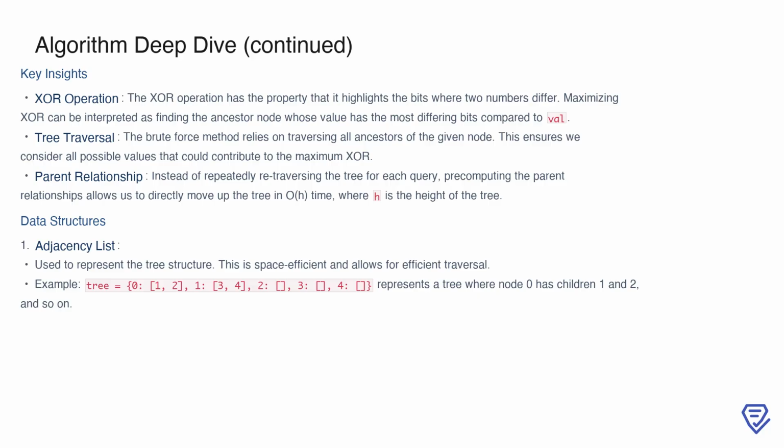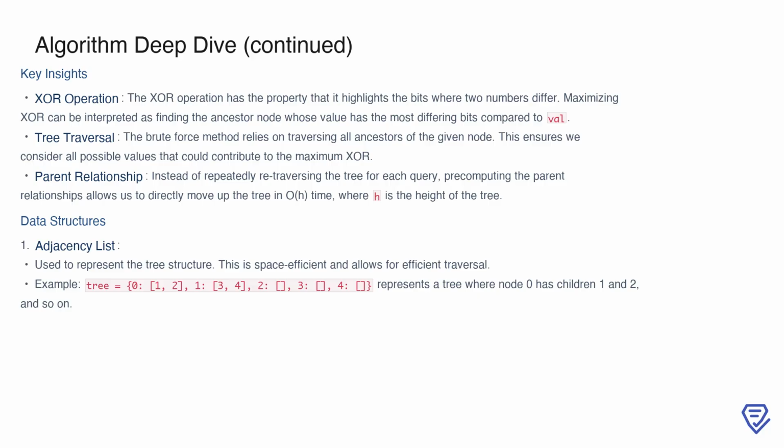The XOR operation is fundamental here, as it highlights the bits where two numbers differ. To maximize the XOR result, we are essentially looking for an ancestor node whose value has the most differing bits compared to the given val. The brute force approach ensures that we traverse all possible ancestors of the given node, leaving no potential XOR combination unexplored. To optimize this process, the parent array is pre-computed so that we can directly navigate up the tree in O(h) time, where h is the height of the tree.